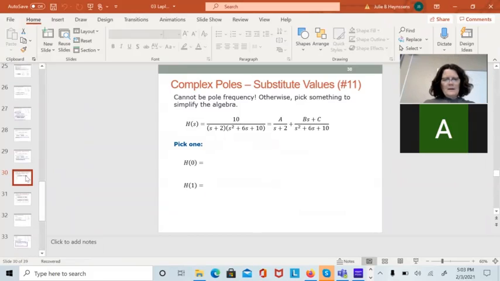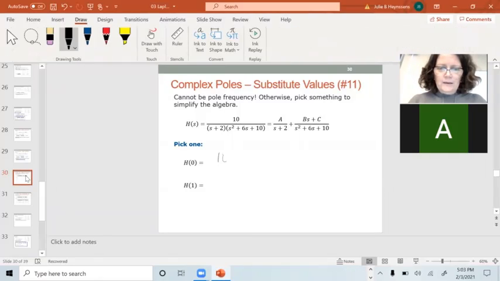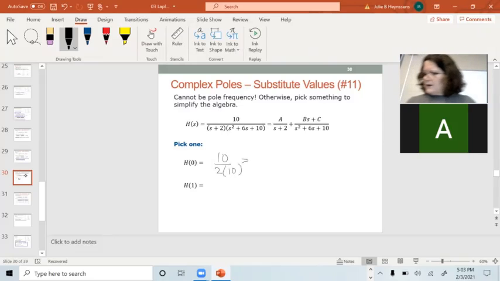Okay, so we got this h of 0, and I came up with this equation, and I just got this question here. And this is number 11. So maybe I can recreate that equation and get it from here. So when I did h of 0, what I got was 10 over 2 times 10 equals 5 over 2 plus c over 10. And I just really quickly solved this on my calculator.